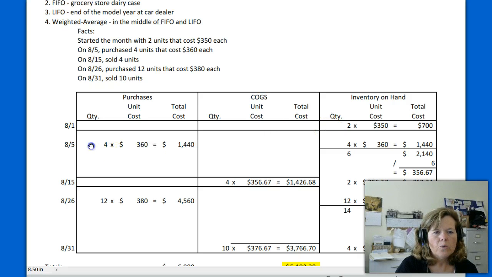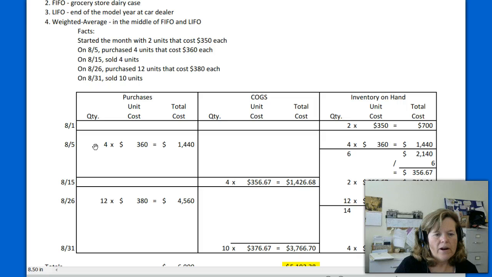On August 5th, we purchased 4 units that cost $360. One thing you'll notice on this chart is all we have listed is cost. That's what we're all about, calculating cost. If you see problems that list sales price, the only time that is relevant is when you're preparing an income statement. So we don't care about sales price when we're computing cost. All we care about is what the inventory costs. So that's all that you see on this table, and that's all you should have listed on the tables that you prepare. Okay, so back to our problem.